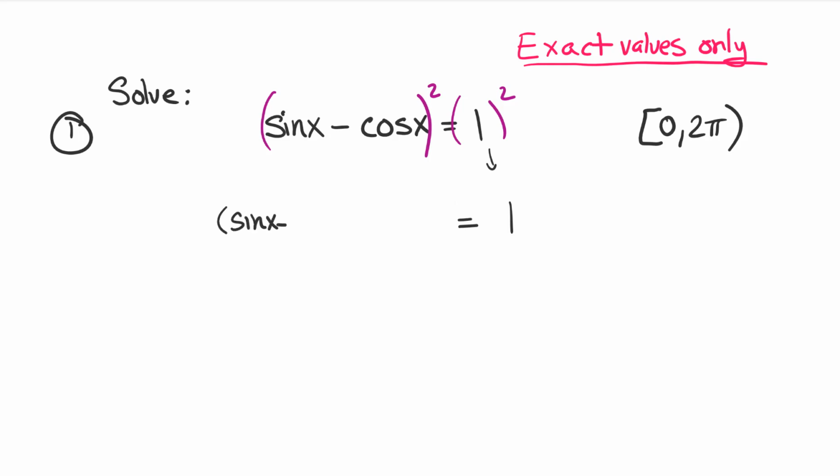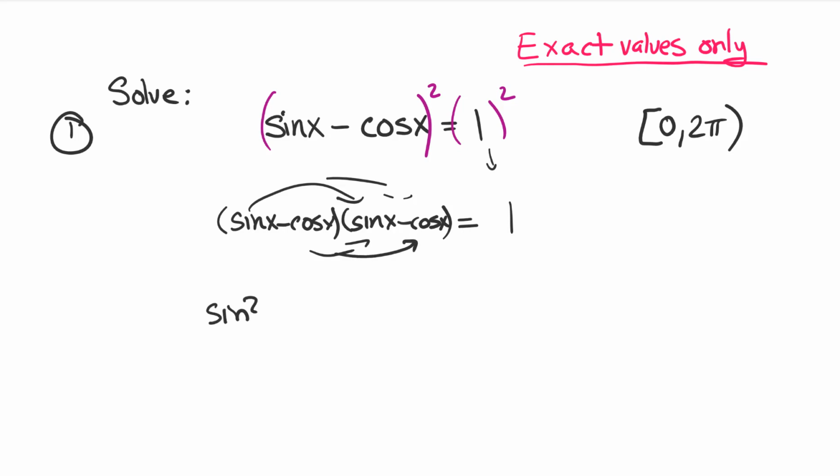So we have sine of x minus cosine of x, all squared, which means do not just square the components. It's called FOILing: first, outer, inner, last, right? So you end up with sine squared, that's sine times sine. And then sine times cosine, twice. They're both negative. You get negative 2 sine x cosine x plus cosine squared of x is equal to 1.